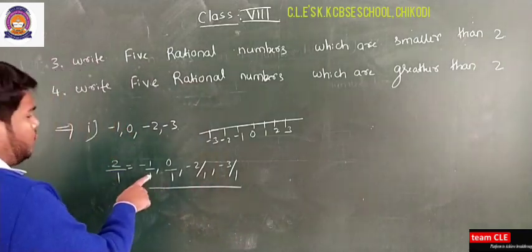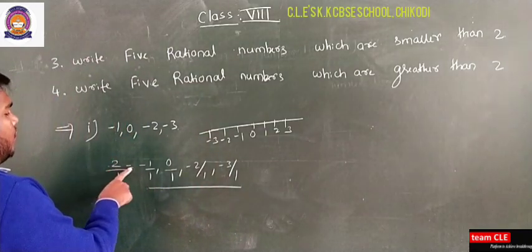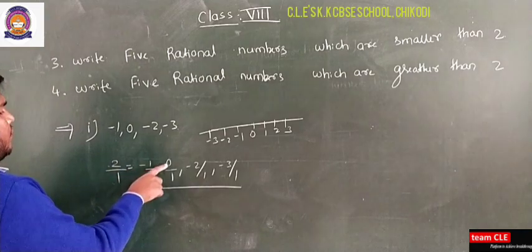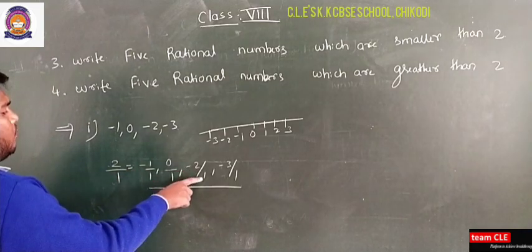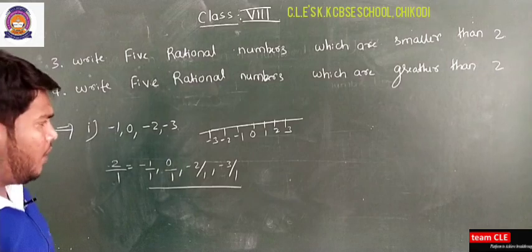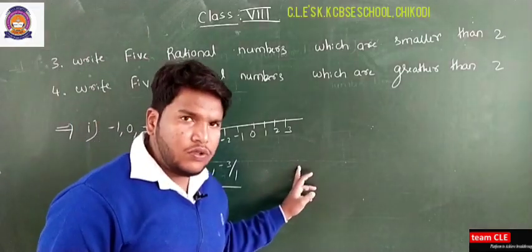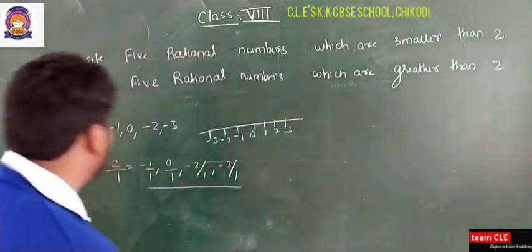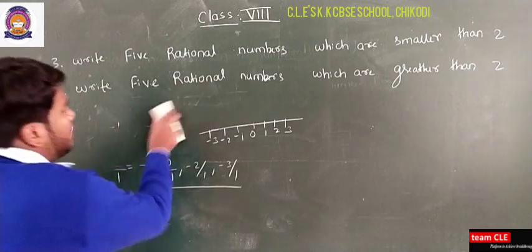So all of you just note down this. Which are smaller than 2, that is -1 by 1, 0 by 1, -2 by 1 and -3 by 1. So all of you go through this concept. Okay, so next question you are having as the second one.